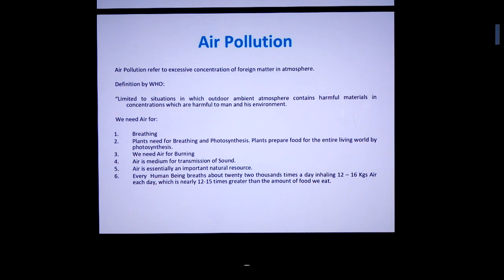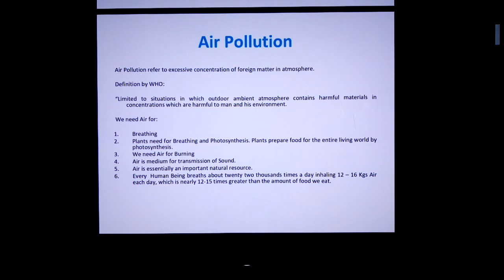Why do we need air? We need air for many reasons. Without air, we cannot survive, isn't it, children? So we need air for breathing. Plants need it for breathing and also for photosynthesis. Plants prepare food for the entire living world by photosynthesis. We need air for burning.